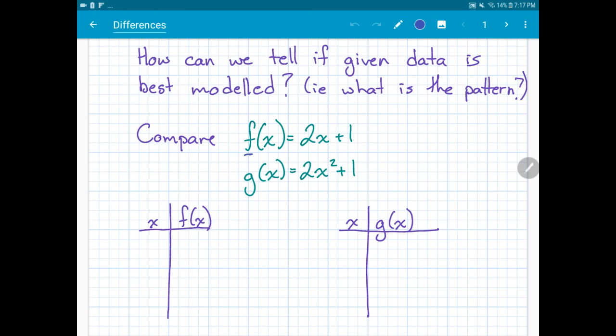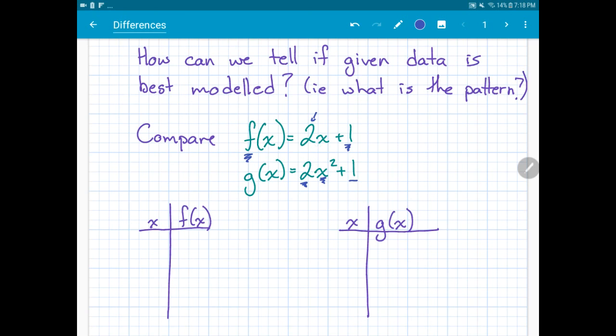The F machine takes numbers and then multiplies them by 2 and then adds 1. The G machine's just like that, but it does one extra thing. It takes a number and squares the number first before it multiplies by 2, and then it adds 1. That's all there is really to this. So I'm just going to write down some data here.